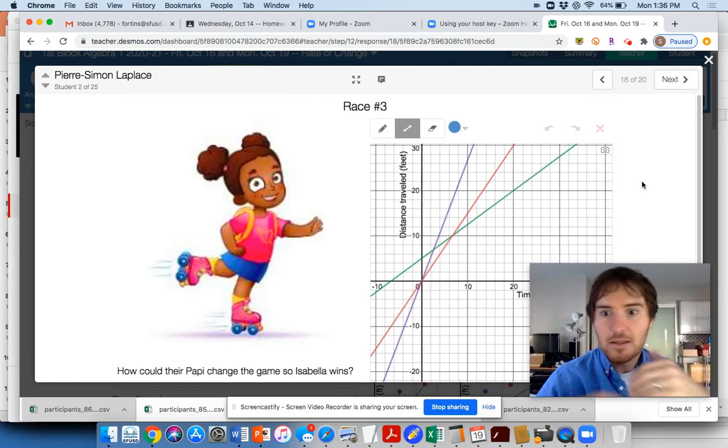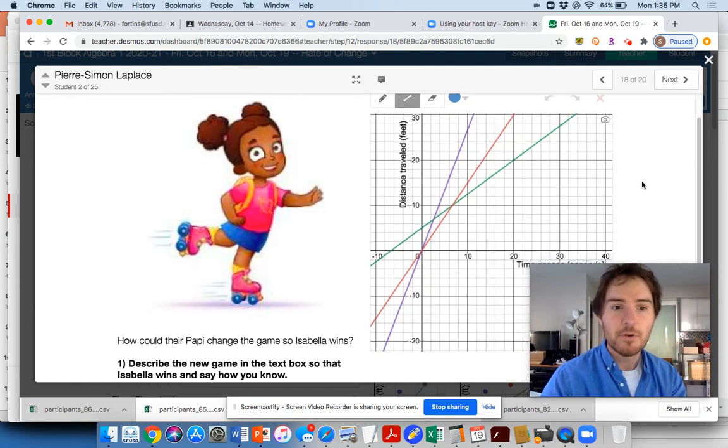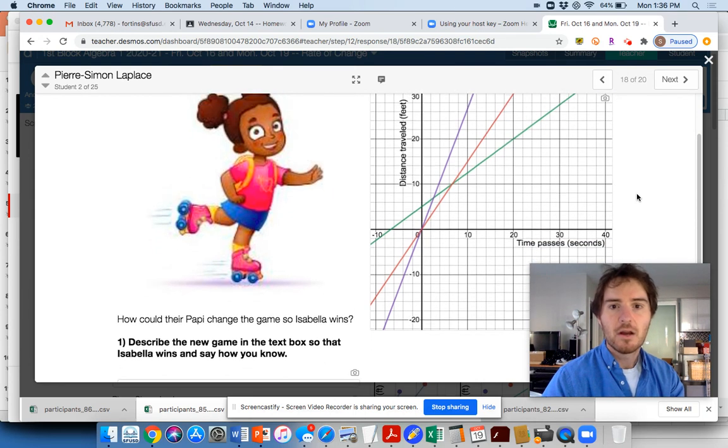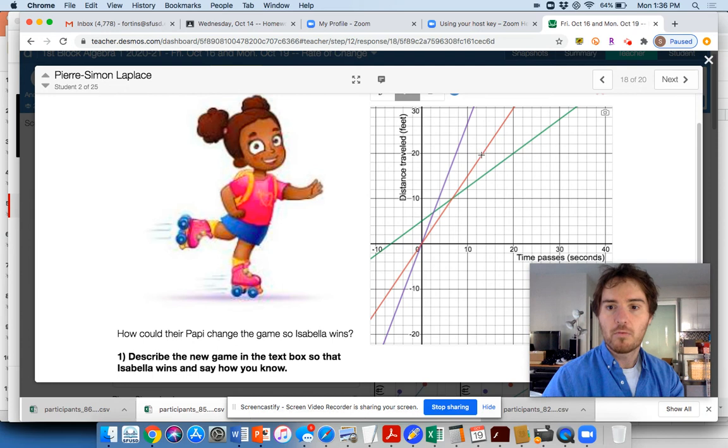Race number 3. Let's do this here. How could Poppy change the game so Isabella wins? All right, Isabella is the one in red. Well, what can he say? How can he say Isabella wins?